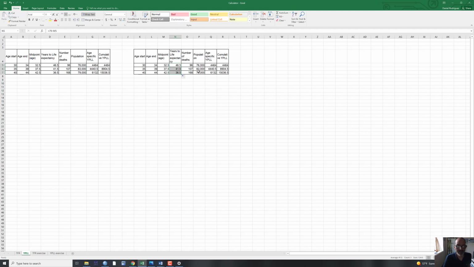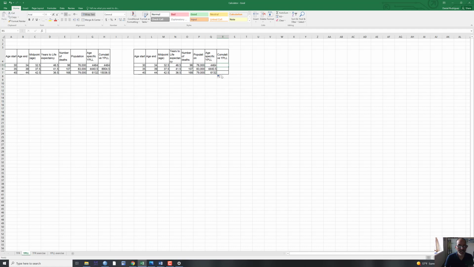Let's see. I said population is irrelevant. Let me just erase all this stuff so we can do it from scratch. So I need the age-specific years of potential life lost. We know how many YPLLs we have here: there's 46.5. So this is going to equal 46.5 times 96. So we had 96 deaths. We get 4464, see that? And then again, we can drag down because we're just repeating everything for each of these calculations.